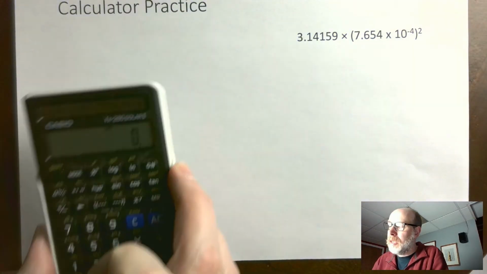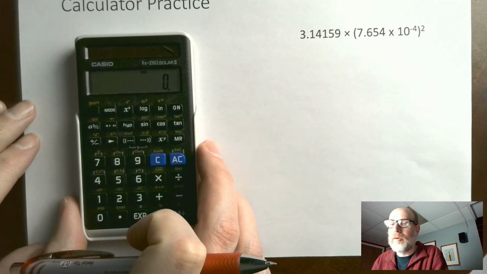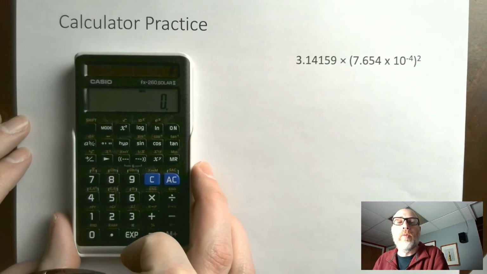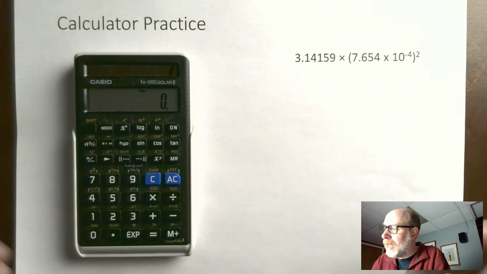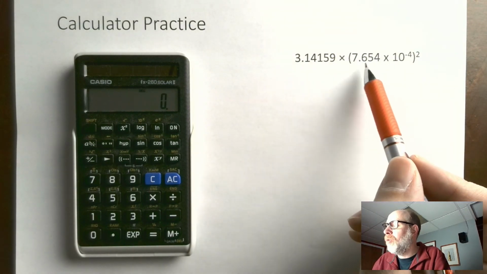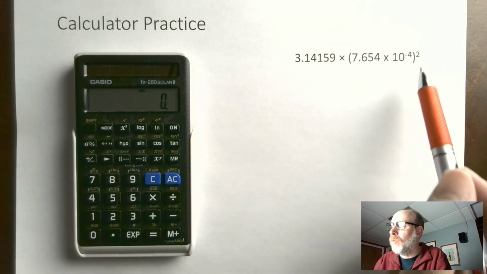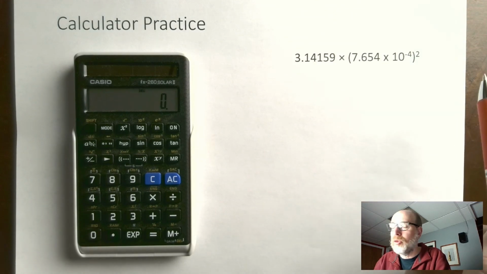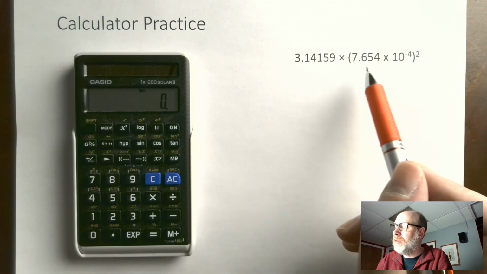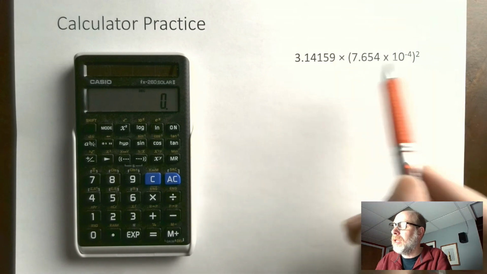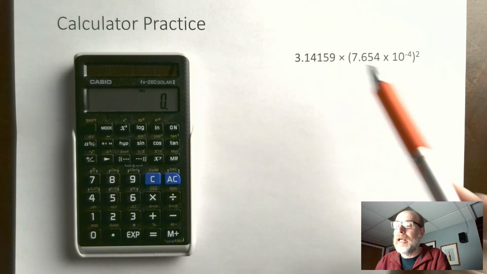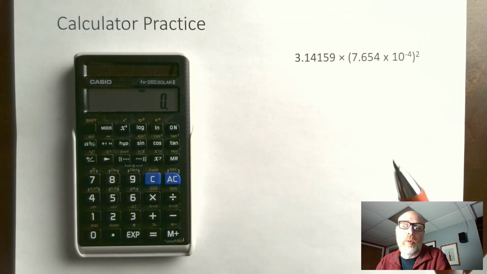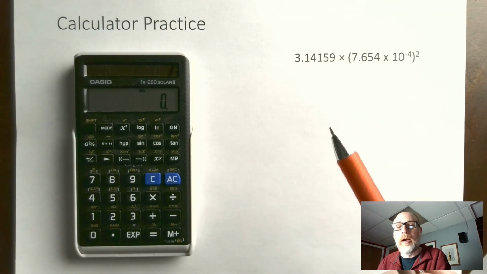All right, one more. Now we're going to use a number in scientific notation, and we are going to have to type that into the calculator. We're just going to use that 7.654 times 10 to the minus fourth, and then we're going to square it. So we're going to have to learn two things. We're going to have to learn how to type a number like that into the calculator. Then we're going to have to square it, and then we're going to multiply it by pi, 3.14159, and then we'll be done with our calculator part for today.